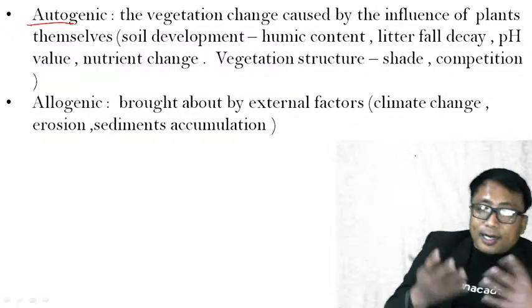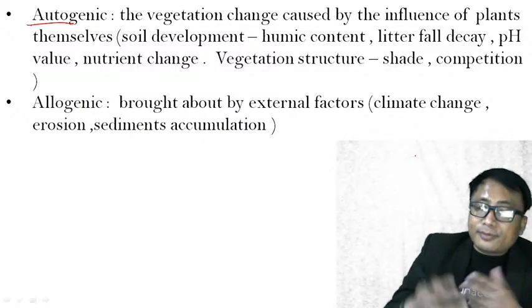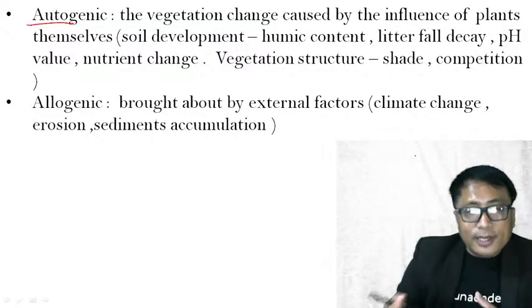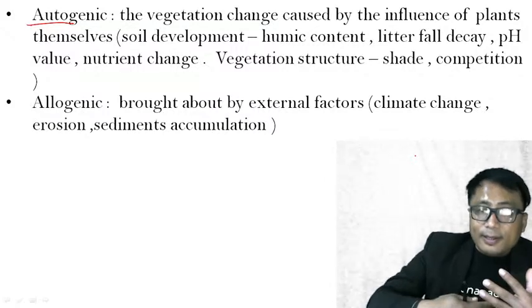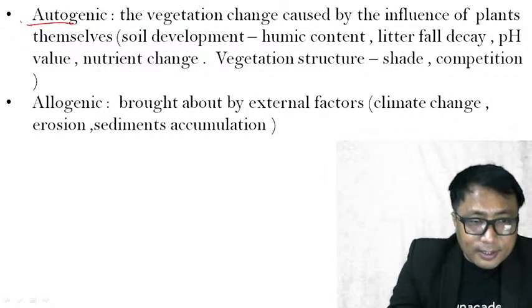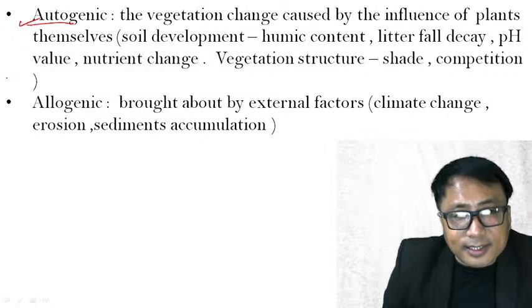Like we have seen, the grasses and shrubs give rise to a woodland. The woodland again will give rise to a proper forest. So the changes which are within the system itself, by the vegetation itself, are known as autogenic succession.